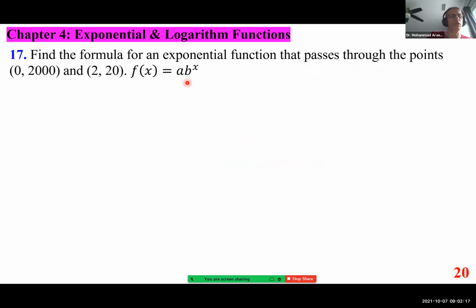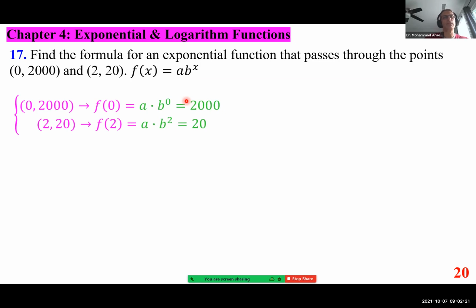So basically, we are going to plug in. This is the pair, that means x is 0, y is 2000. This is the second pair, that means x is 2, y is 20. And remember, f of x is another way of saying y, of course. Everybody knows that. This is the same as y.